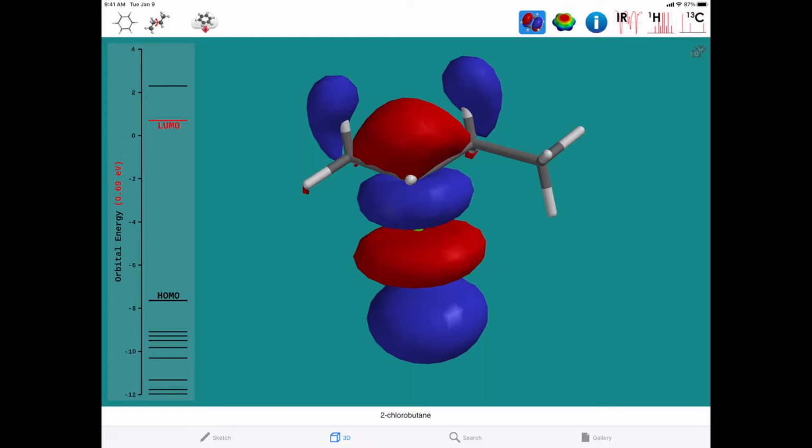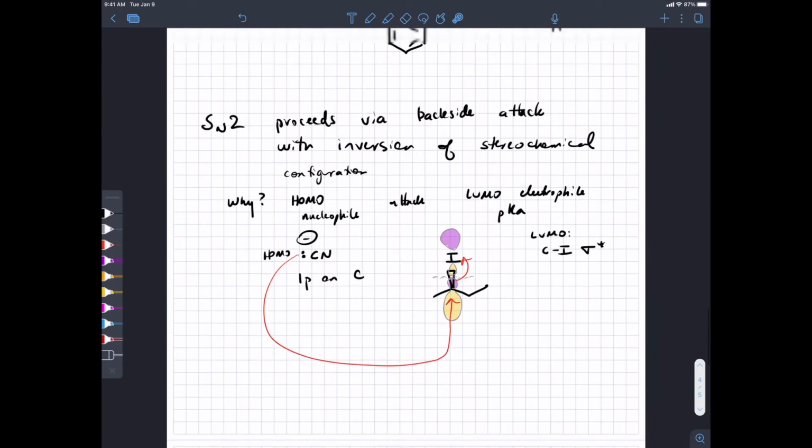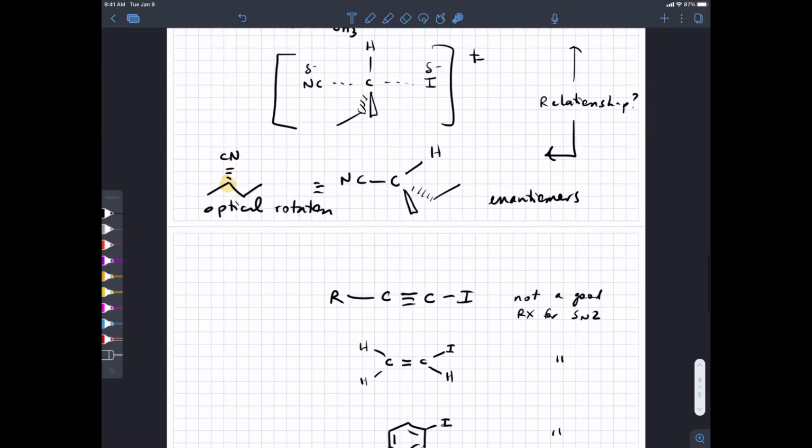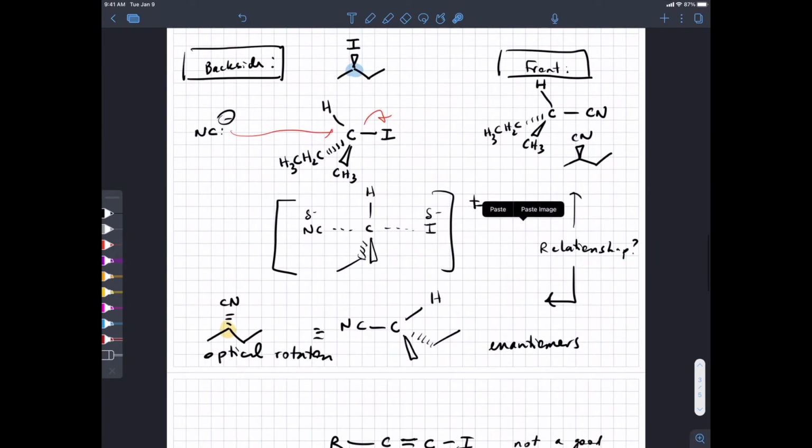Okay. So the optical inversion, I think you said this, but you may have misheard it. That depends on the relationship or the comparison between leaving and joining groups. Right, so the question is about stereochemical inversion because of backside attack. Let me just illustrate this.